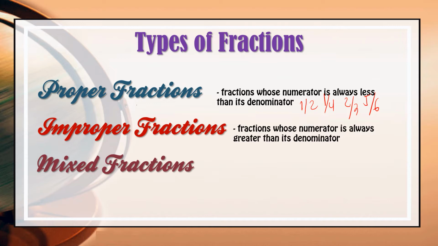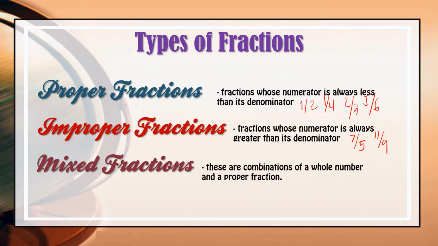Next, improper fraction. A fraction whose numerator is always greater than its denominator. Examples are 7/5, 11/9, and so on and so forth. And mixed fractions are combinations of a whole number and a proper fraction. For example, 2 and 1/3, and so on.